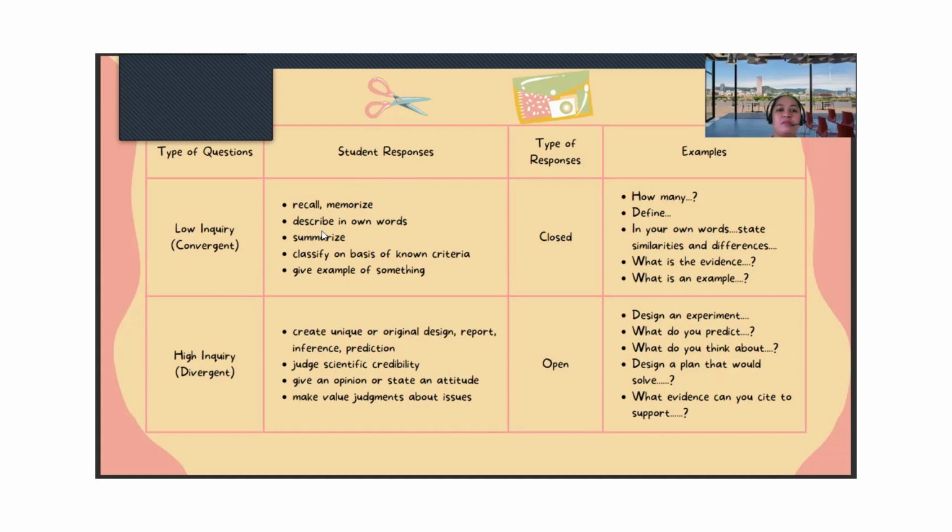student responses will be like create unique or original design, report inferences, prediction, judge scientific credibility, give an opinion or state an attitude, make value judgments about issues. These are actually open-ended questions. Question samples will be design experiment. What do you think is new site to support? So that's typically the question.